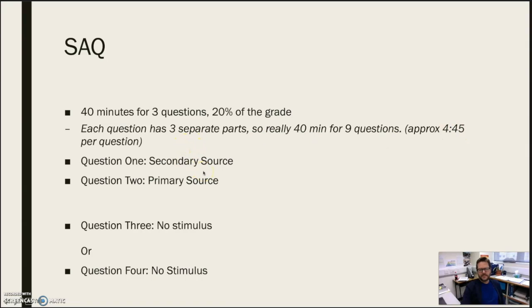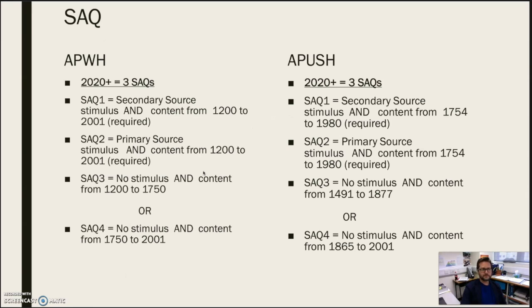Question 1 is going to be a secondary source, like you're going to get a stimulus, secondary source. Question 2 is a primary source stimulus, and then questions 3 and 4 are no stimuluses. So there's 4 questions there. You have to do question 1, you have to do question 2, but you can pick between question 3 and 4, which one you want to do.